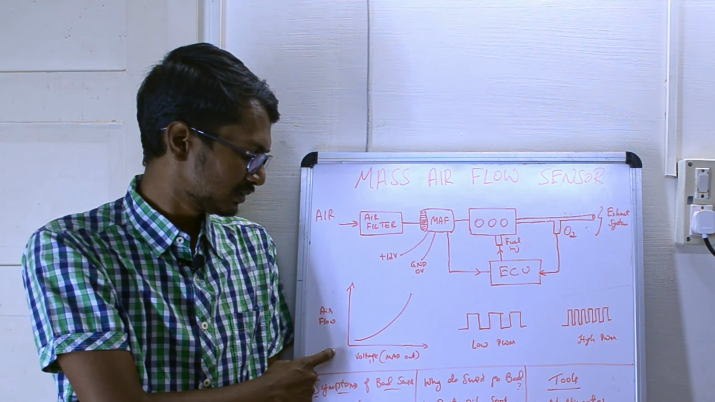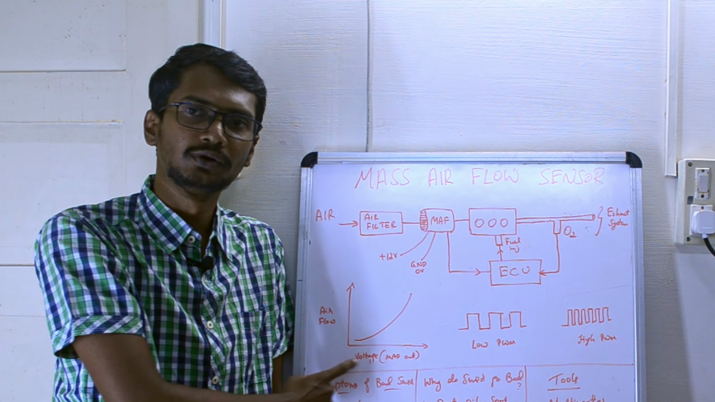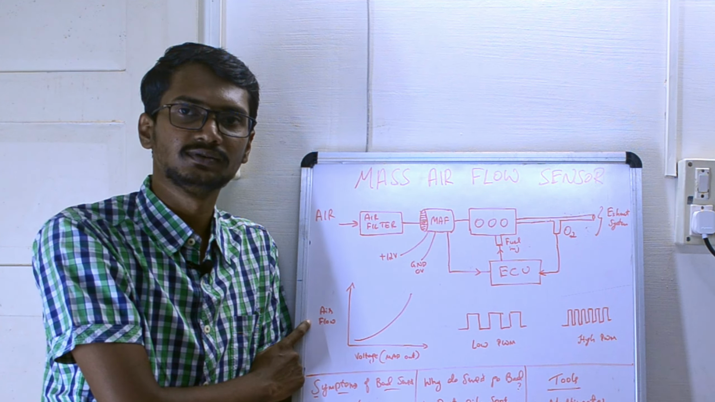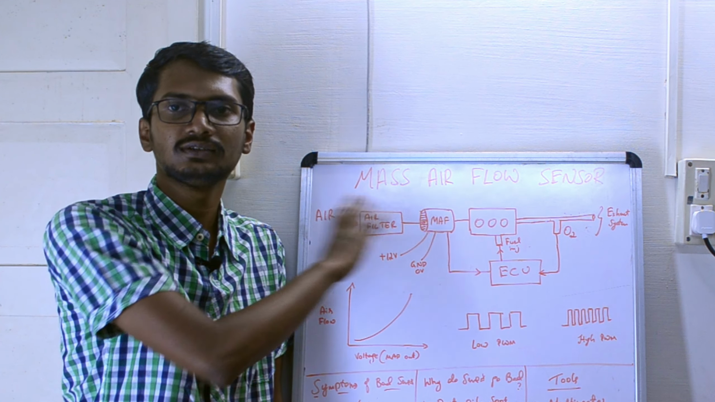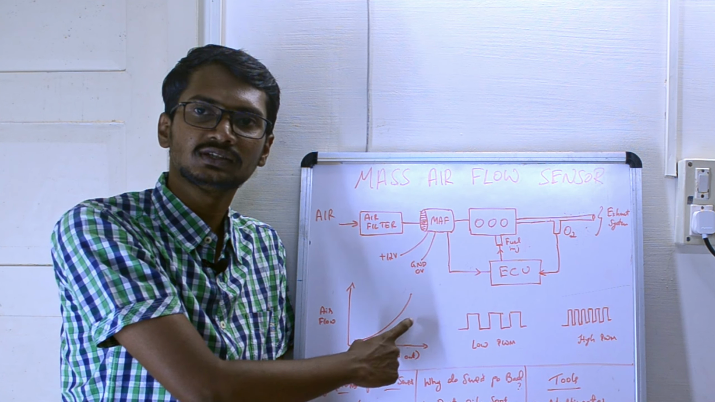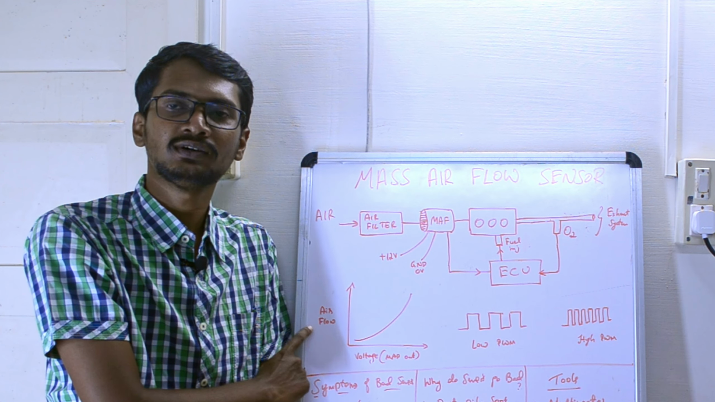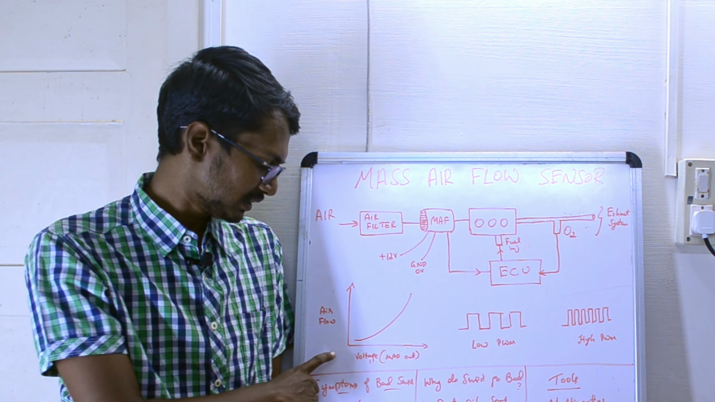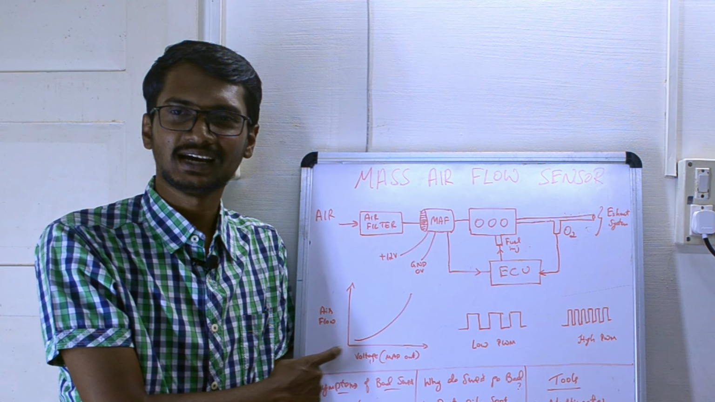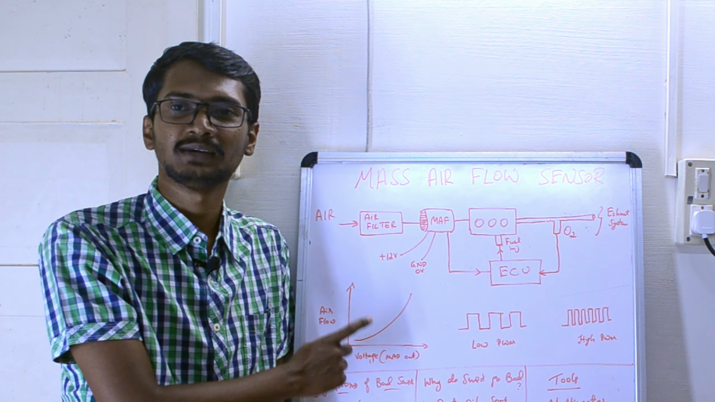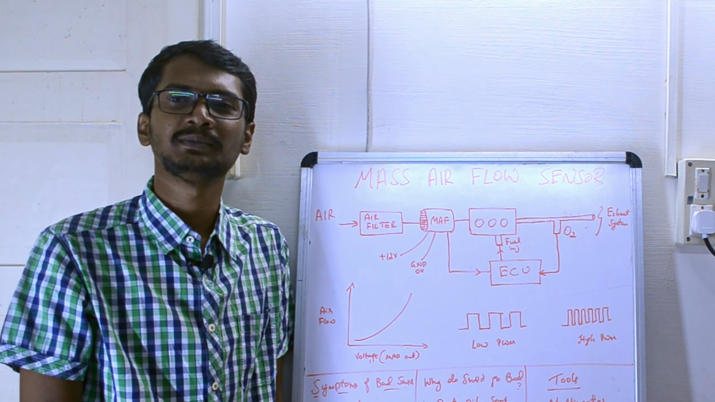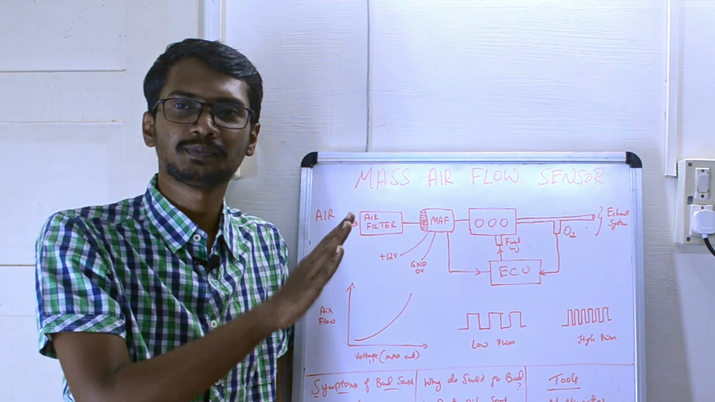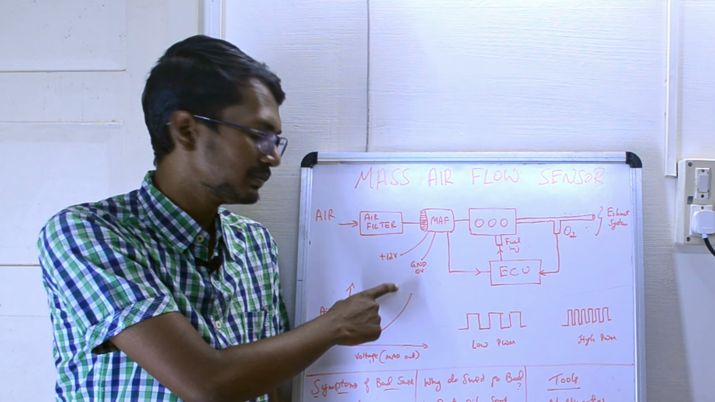In this graph you can see the x-axis is voltage output from the MAF, and on the y-axis there is airflow. As the airflow to the engine increases, the voltage output also increases. That is, airflow and the voltage output are directly proportional to each other. And when the airflow is very low, that means when it is idling, the voltage generated from the MAF sensor will be around 0 volts. It can be 0.5 volts or 1 volt. And when it is at the maximum airflow, that means when you have pressed the accelerator pedal to full, that will be around 5 volts.